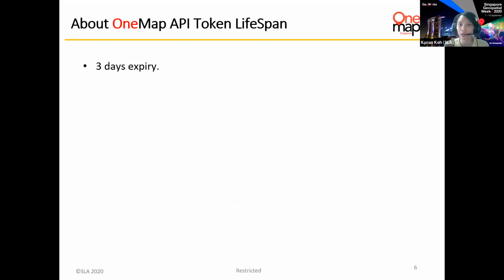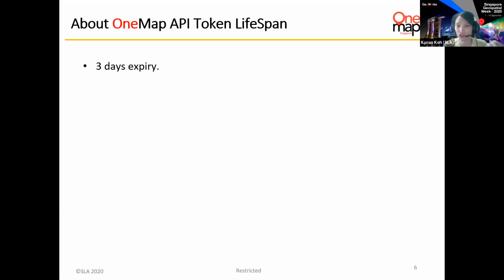The OneMap API token's lifespan is 3 days. So every 72 hours, you have to refresh it in your application. A lot of users ask us why it expires in 3 days, why not 24 hours, or not forever. It is because of security reasons. If the infrastructure or your account is compromised, we can surely refresh it. If you had a permanent token, it would be very hard to refresh everybody in the whole architecture.